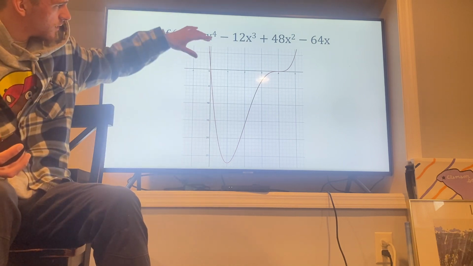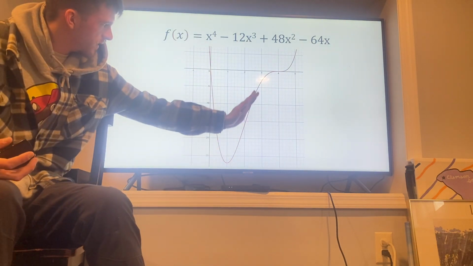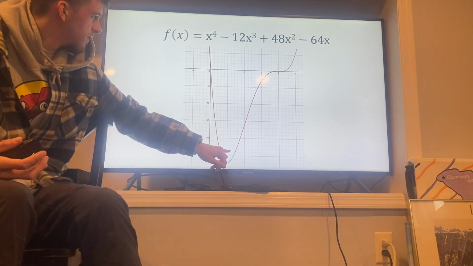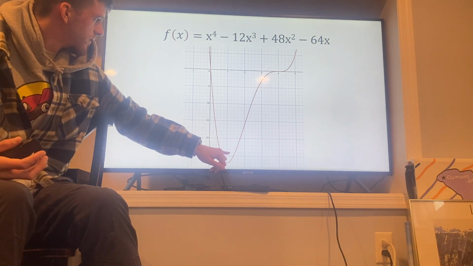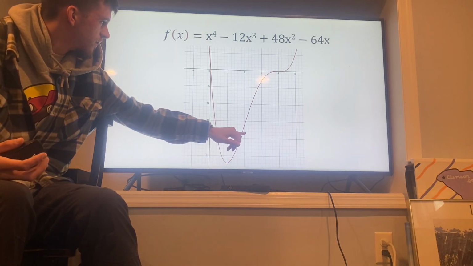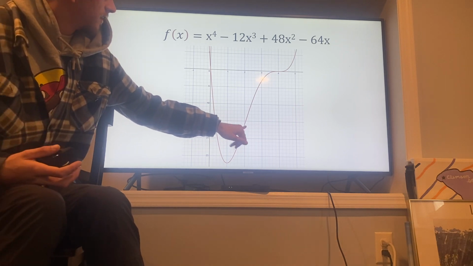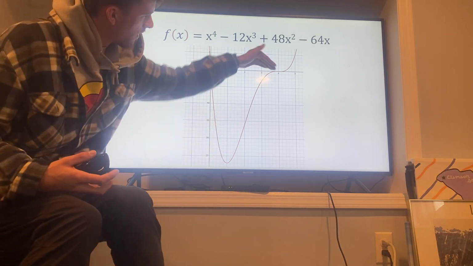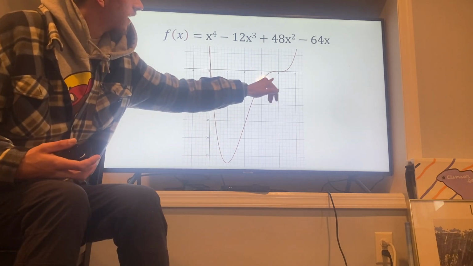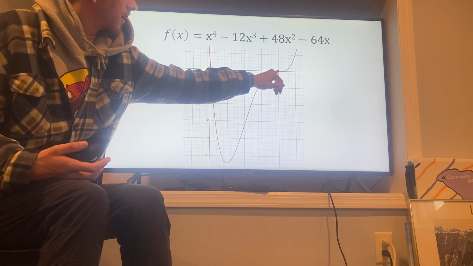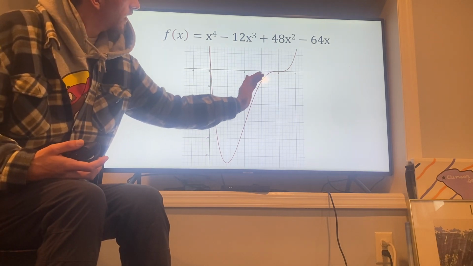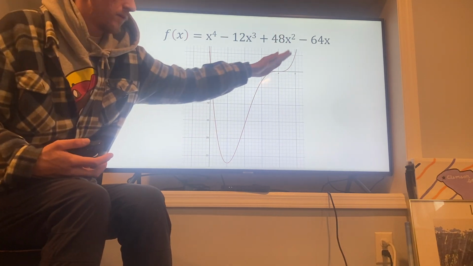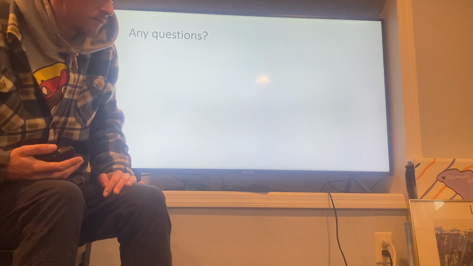You'll notice decreasing and concave up in here, and right around here at 0, the graph changes from being concave up to being concave down. And here again, where x equals 4, we see this is a point of inflection where f of x changes from being concave downward to being concave upward. Fairly simple. Any questions?